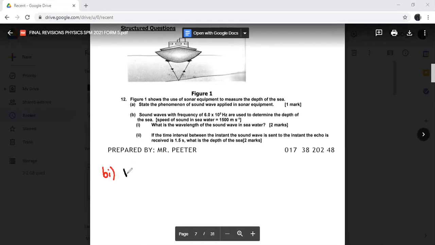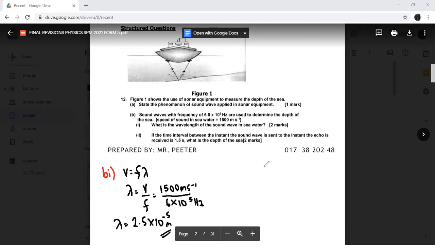As we know, speed is equal to frequency times lambda, so lambda should be speed over frequency. The speed given is 1500 meter per second. The frequency is 6 times 10 to the power of 5 hertz. So what should be the lambda? What is the wavelength? Girls, boys, anyone? 2.5 times 10 to the power of negative 3. Yep, thank you. 2.5 times 10 to the power of negative 3 meter. Okay, thank you, Sean.